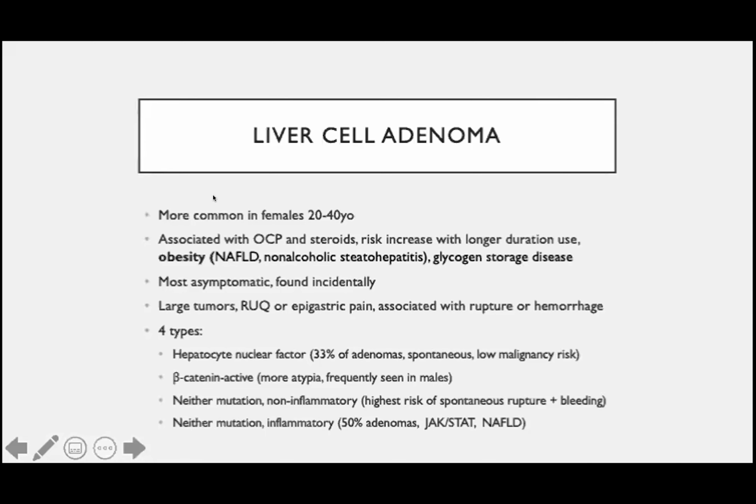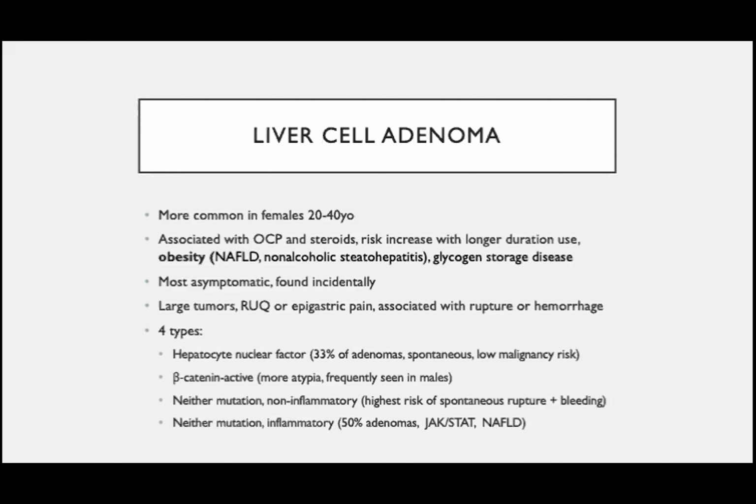These are most common in females 20 to 40 years old. They're classically associated with OCPs and steroids, and the risk increases with longer duration. In newer cases, because the country is becoming so obese, obesity is a big related factor, along with liver-related comorbidities like fatty liver disease, non-alcoholic steatohepatitis, and also glycogen storage diseases. Most are asymptomatic, found incidentally. If they are symptomatic, they are large and can present with rupture or hemorrhage.